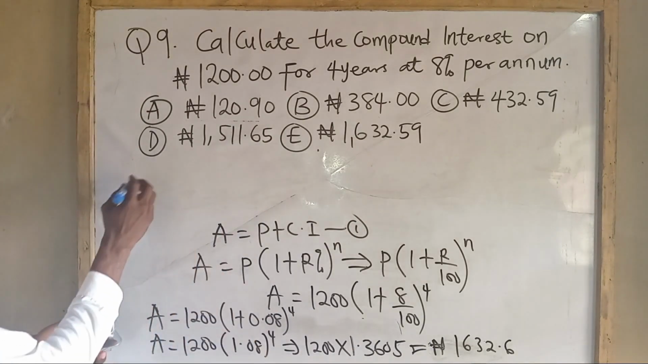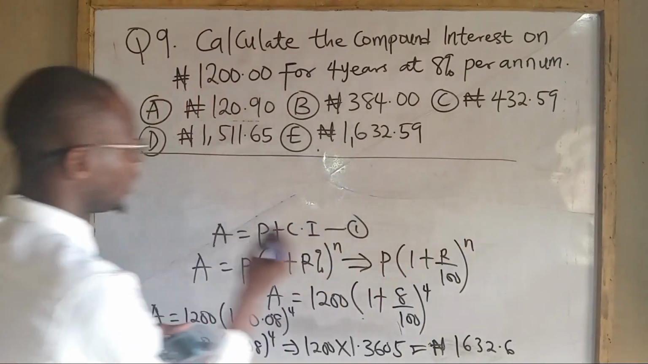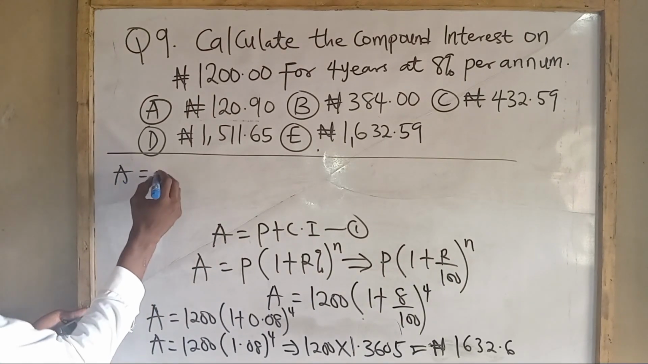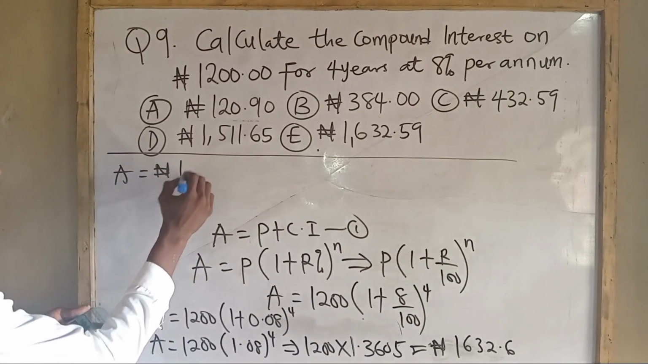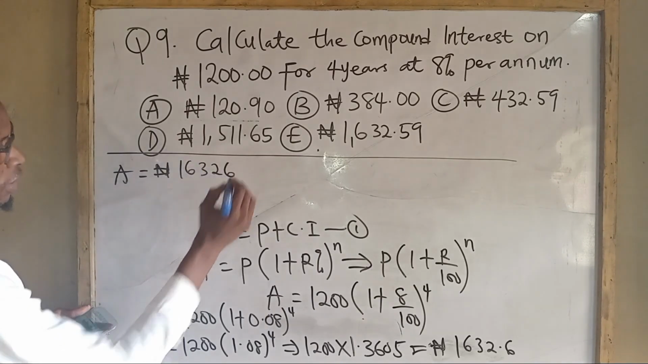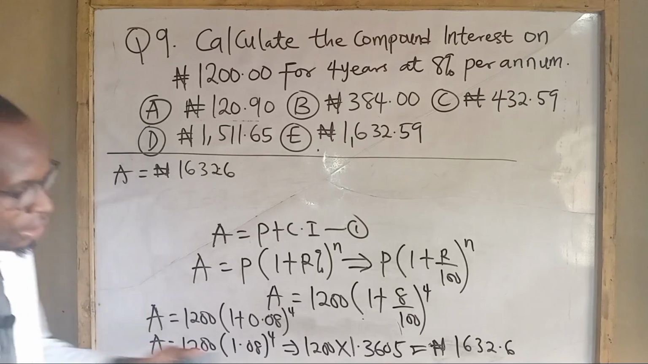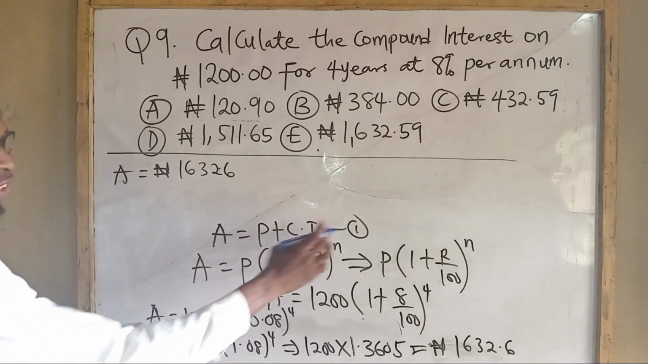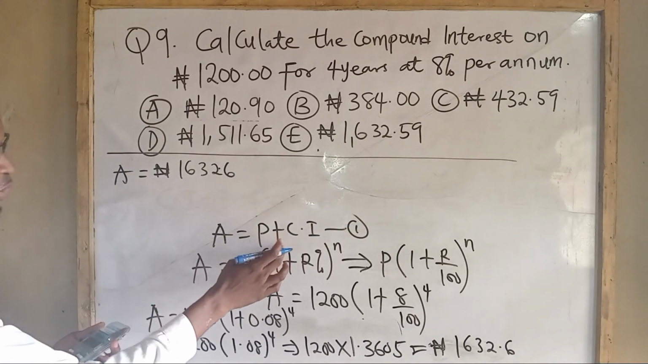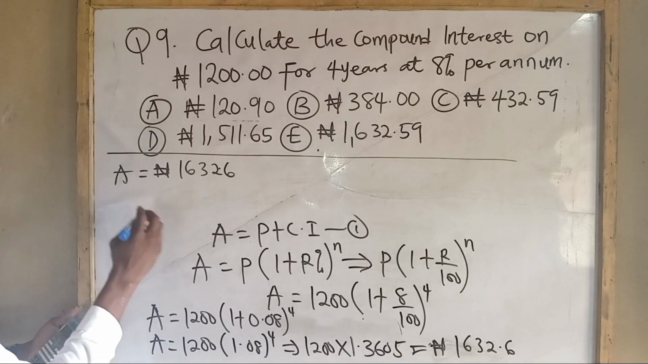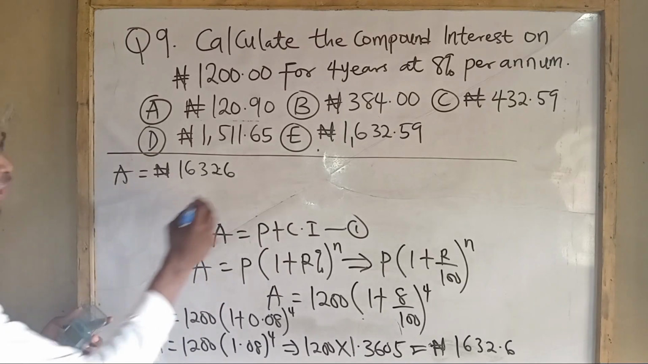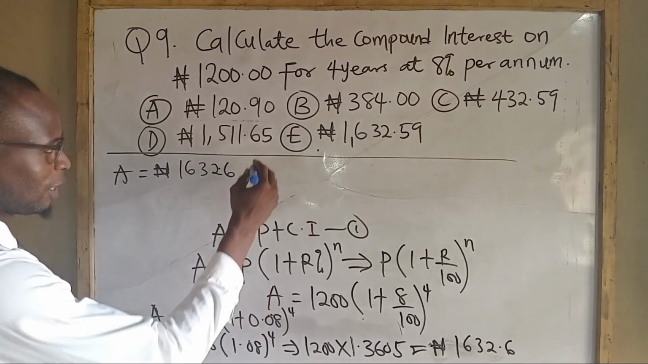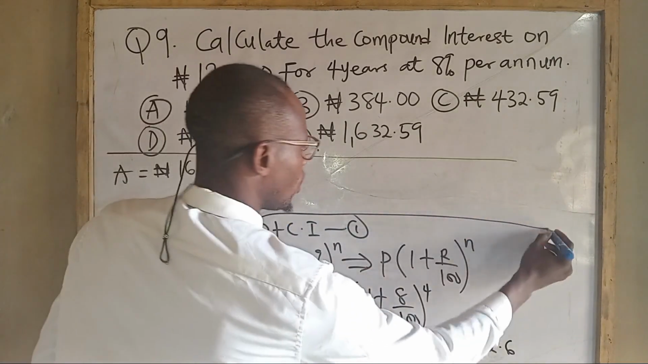Since we know amount now, let me divide it. So we know amount to be equals to what? Naira 1632.6, according to what we have here. Good. So we can get our compound interest by using this equation 1. So replacing this equation now, amount will be equals to what? Let me use this side, I don't have enough space, so that's why.